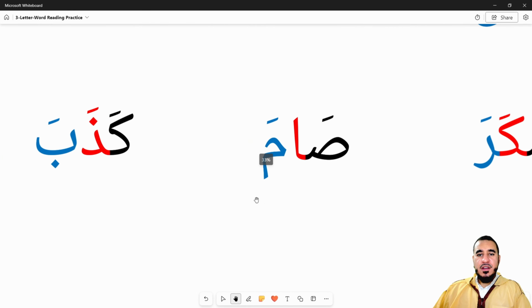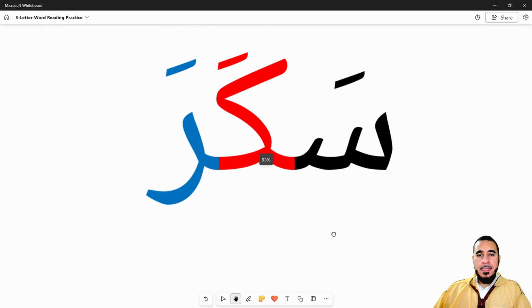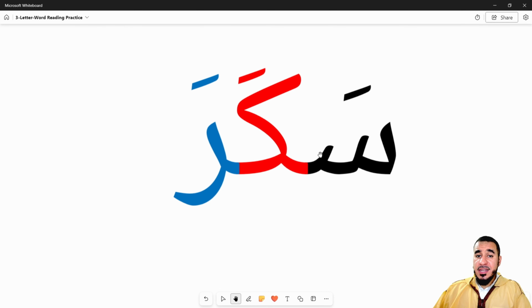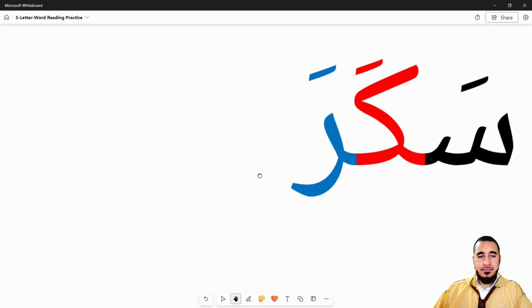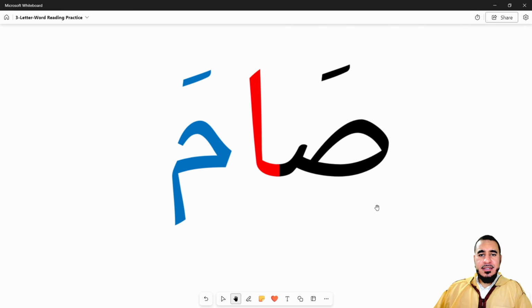All right, the last 4 letters for us to look at here. The first one starts with a sin, and the sin has a fatha above it. And then the middle letter is the kaf. It also has a fatha. And the ra at the end also has a fatha. So how do we read this word? It would be sakara. Sakara. Okay? Jameel.